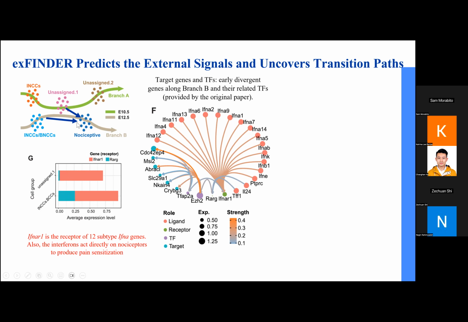So we found that it's more likely that more signal comes from this unassigned group, but it's also possible that there is signal coming from the boundary cap cell, so this light blue group. So that means these two paths are all possible.